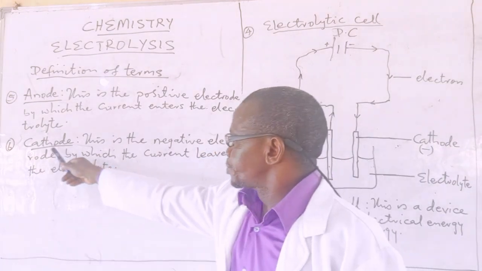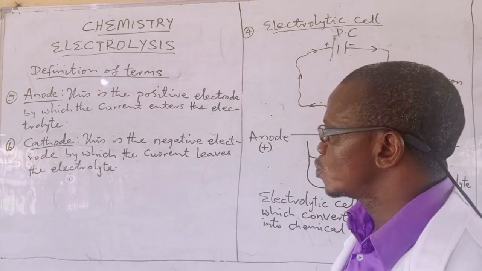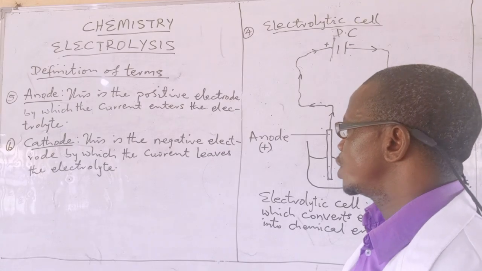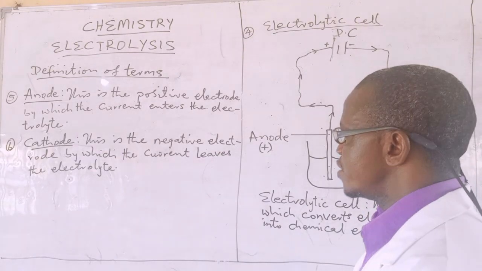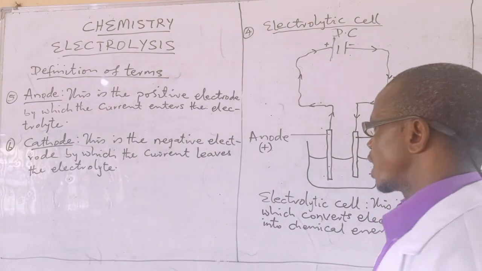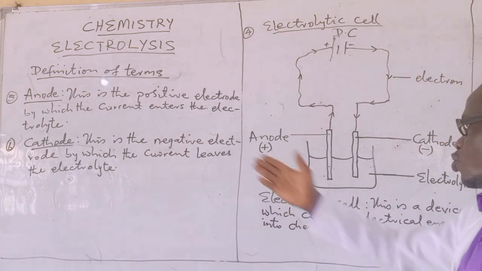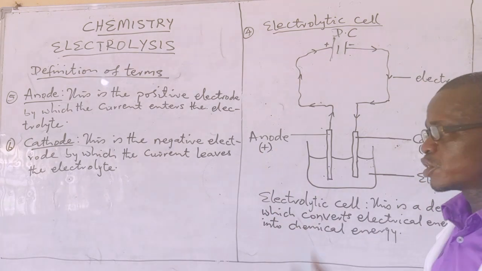So now let's go to the cathode. It is the negative electrode by which current leaves the electrolyte. Current leaves the electrolyte. It's just opposite to what I just said.